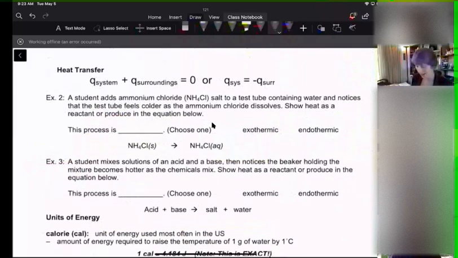So I'm going to add that lingo in here. The system and the surroundings have an opposite relationship, right? If the system gains heat, the surroundings lose heat. So this gets more difficult when we're looking at a reaction, a chemical reaction. Everything's easy when we're talking about ice cream, right?